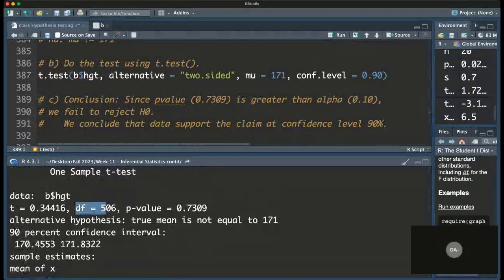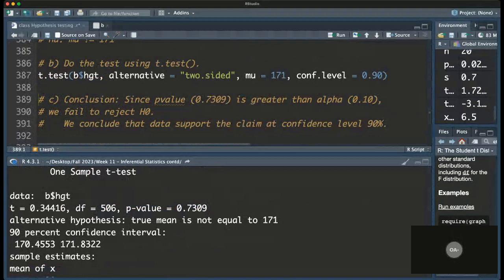Degrees of freedom. So this is actually a data set with about 507 rows in it. This is our p-value. This is what we are looking for. Our p-value is 0.7309. Our p-value is larger than our alpha. Our alpha is 1 minus 0.9, which is 0.1. So in this case, because our p-value is larger than our alpha, we fail to reject the null hypothesis.